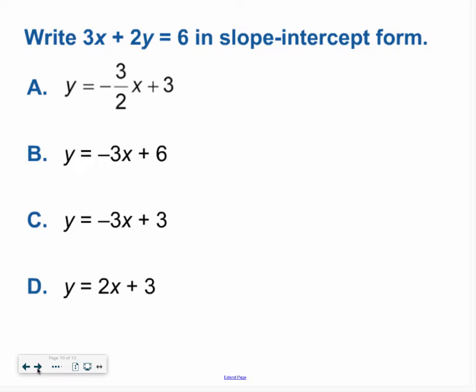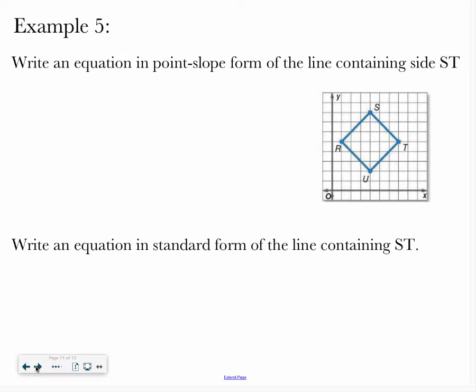Go ahead and try to rewrite 3x plus 2y equals 6 in slope-intercept form. Hopefully you ended up with y equals negative 3 halves x plus 3. If not, be sure to ask for some help. And let's take a look at our last example for this section.